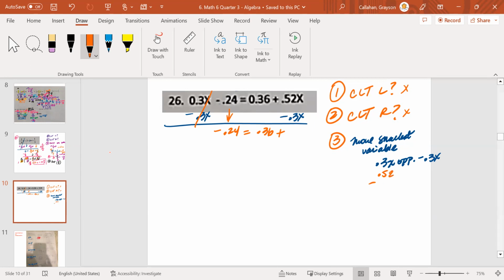Nope, you don't get to sit over there and not do anything. You need to go ahead and tell me what this is. What is 0.52 minus 0.3? Positive or negative?